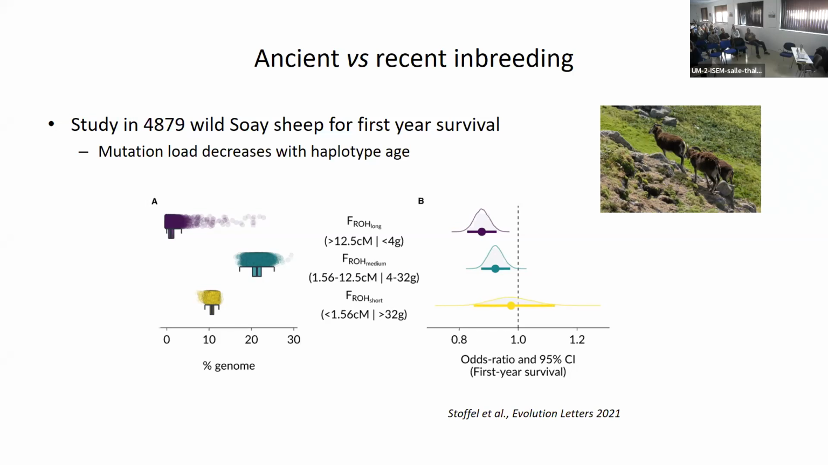The long ones are quite rare, but some individuals have a lot. And then you have some 20% due to medium ones. And when you look at the effects on first-year survival, what you see is that there is no effect of the ancient inbreeding, a medium effect of the medium inbreeding, and a negative effect, reduced survival, for long inbreeding.